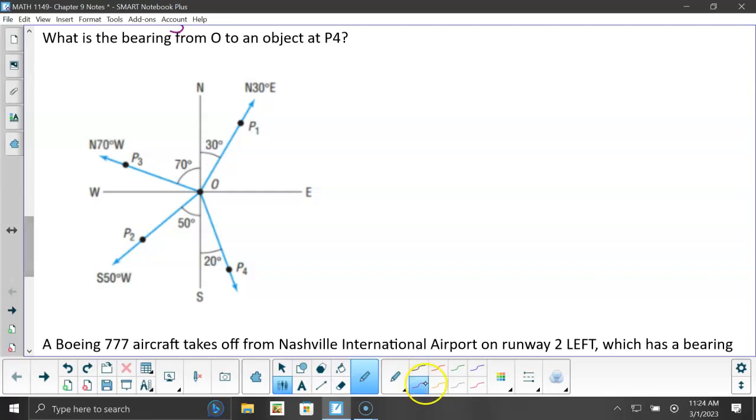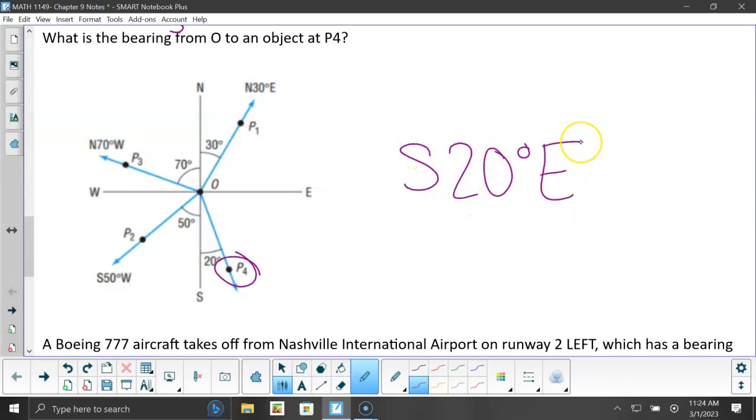All right, so for this one, all I want you to do is tell me the bearing from O to P4. South 20 degrees east. That's it.